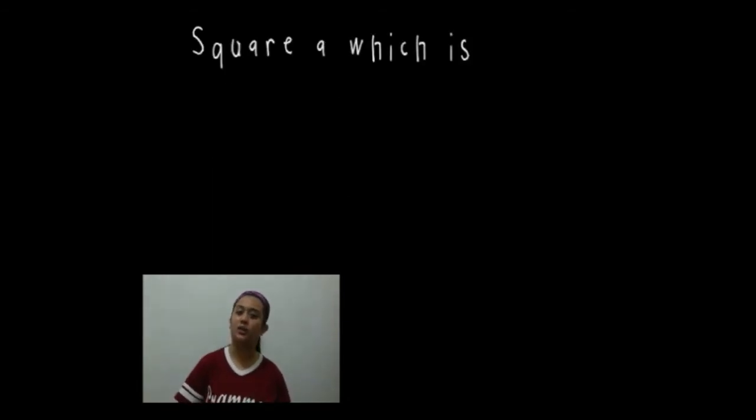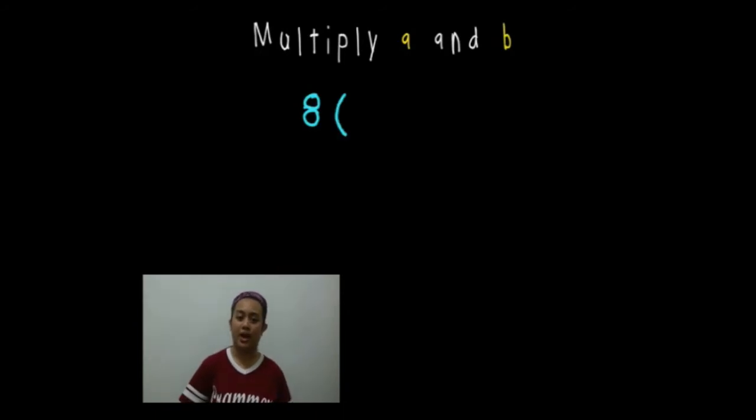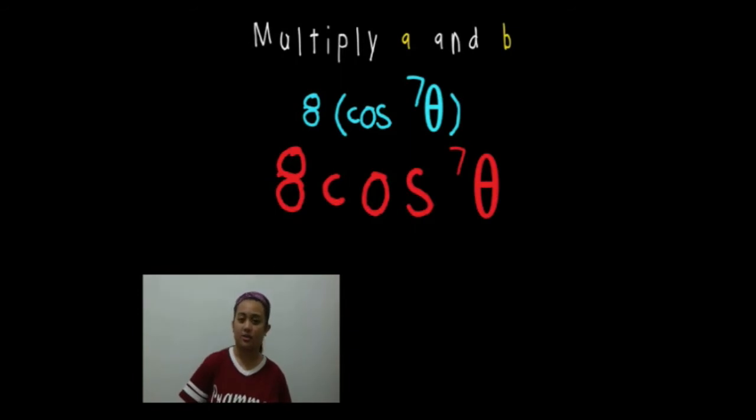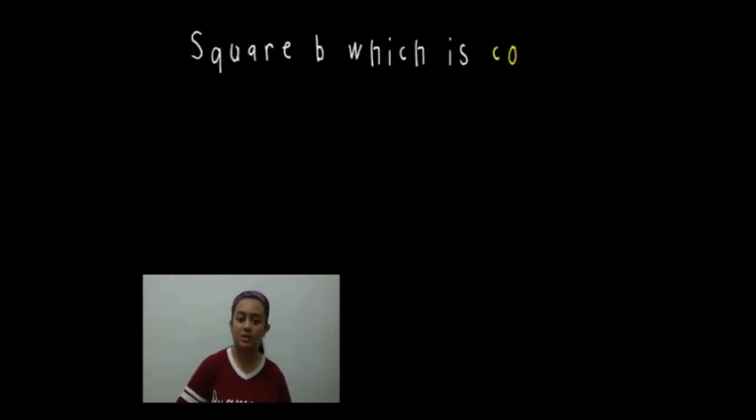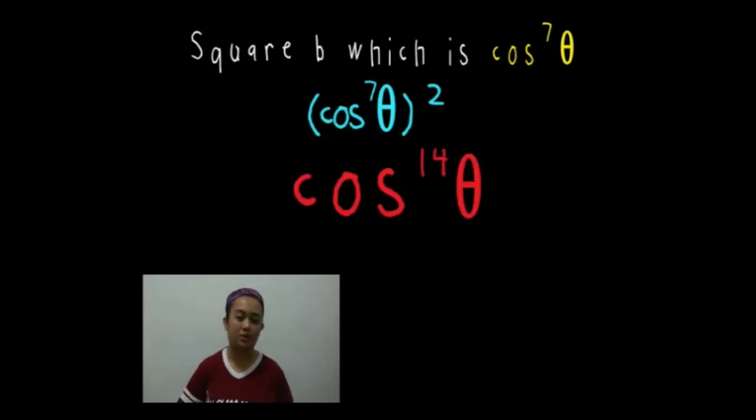Next is step 5. We square A. In our case, A is 8. 8 squared is 64. Step 6. We multiply our A and B. So 8 multiplied to cosine raised to the 7th power theta is 8 cosine raised to the 7th power theta. And for our next step, we now square our B. Our B is cosine raised to the 7th power theta. When squared, it leads us to cosine raised to the 14th power theta.